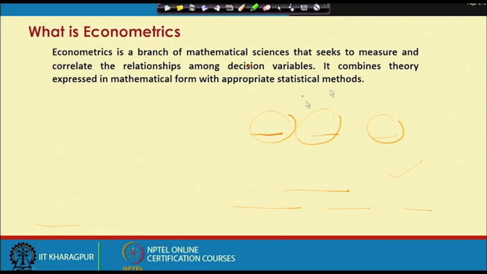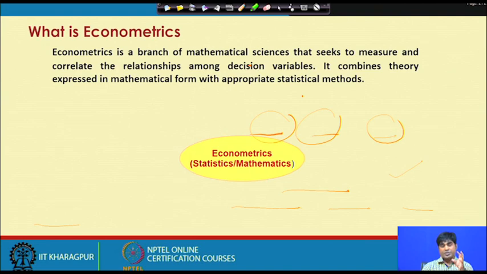So, altogether, if I summarize whatever we have discussed in the last slides, our focus is on 4 aspects: the use of mathematics, the use of statistics, the data, and the kind of model. So, here we just summarize the structure. It is the branch of mathematical science that seeks to measure and correlate the relationship among decision variables, and it combines theory expressed in mathematical form with appropriate statistical methods.